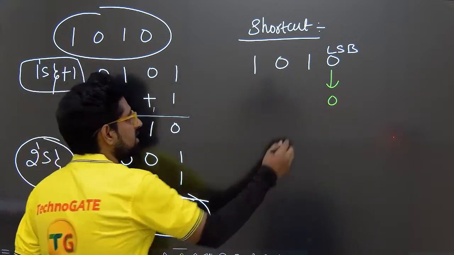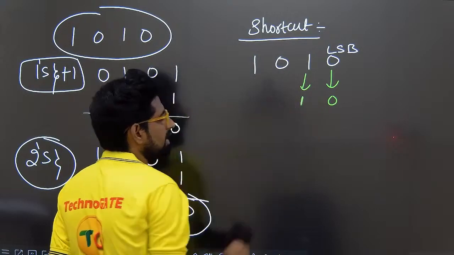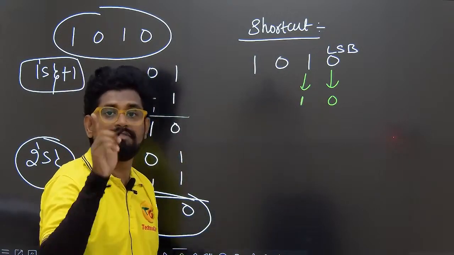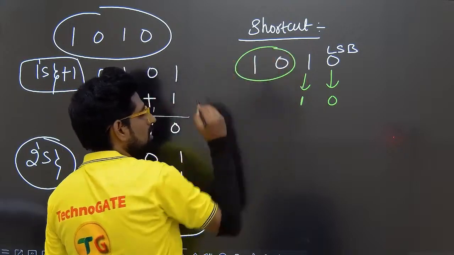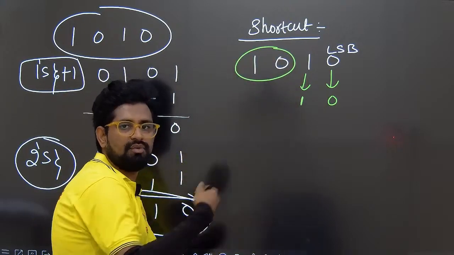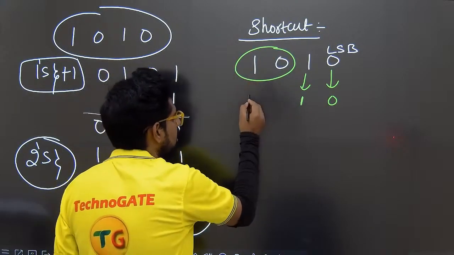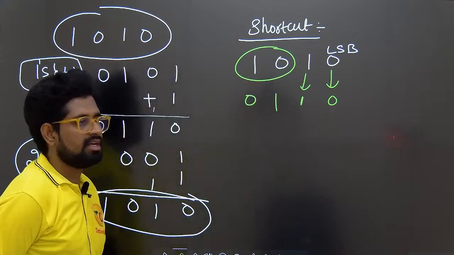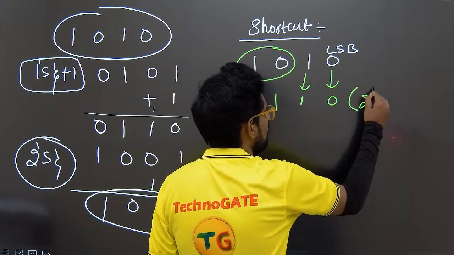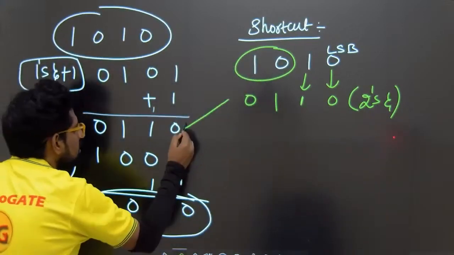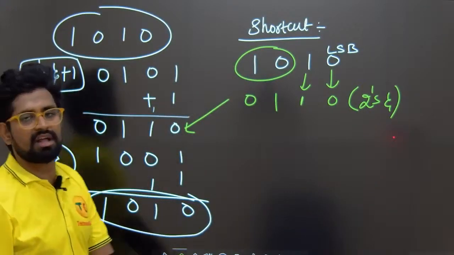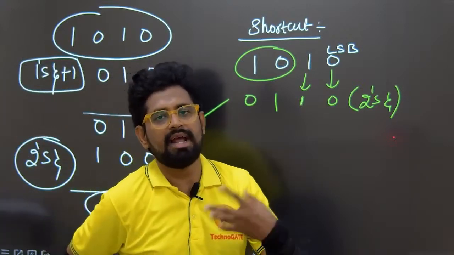Next, write down the next bit. Until 1 comes, write it. After 1 is written, whatever bits remain, complement them. Just do 1's complement, invert them. 0, 1. This is your direct 2's complement. If you want, you can check here. Have you got the same or not? Instead of doing 1's complement and adding 1.